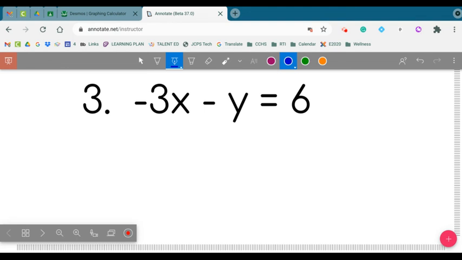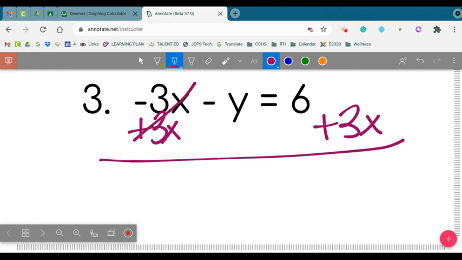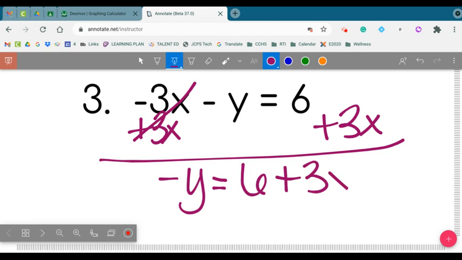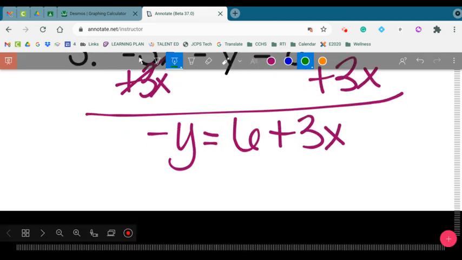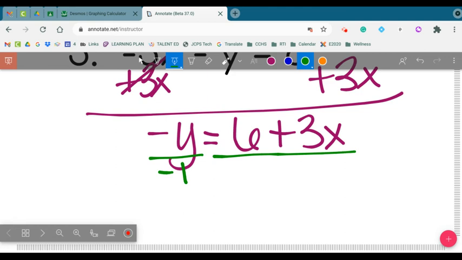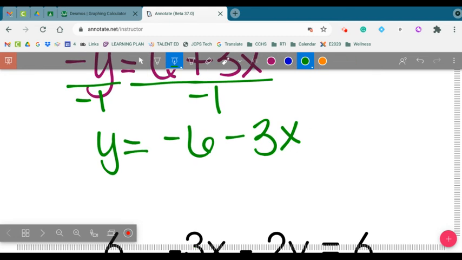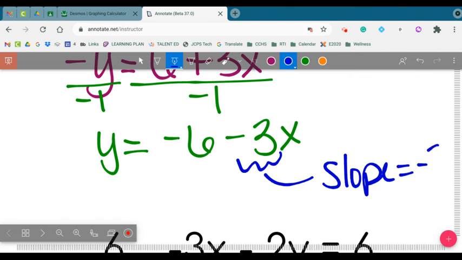Next one, we want to add 3x to both sides because that's the inverse of a negative 3x. Get negative y equals 6 plus 3x. And then to get y by itself, we have to get rid of that negative sign, so we have to divide it by negative 1. So we get y equals negative 6 minus 3x. And then our negative 3 is our slope.